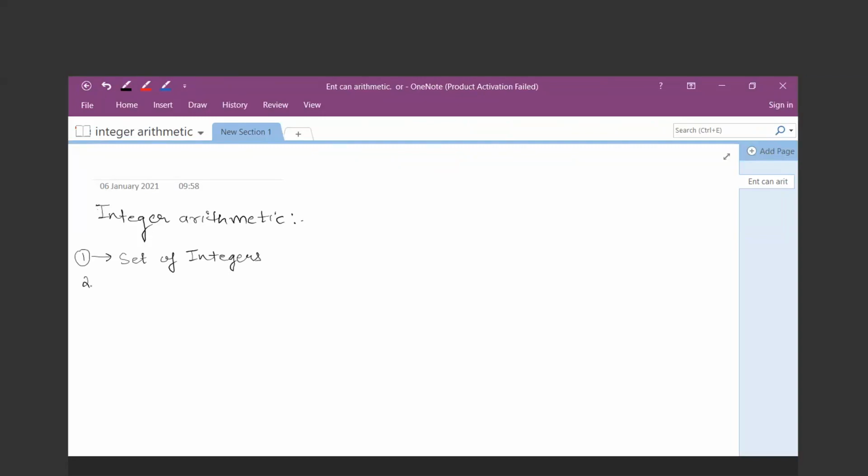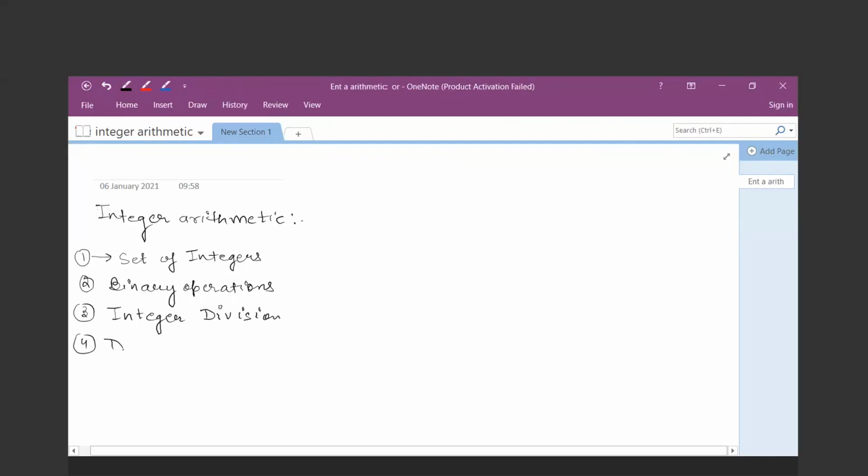First one is the set of integers. Second one is binary operations. Third one is integer division. And the fourth one is divisibility. So what is the set of integers?